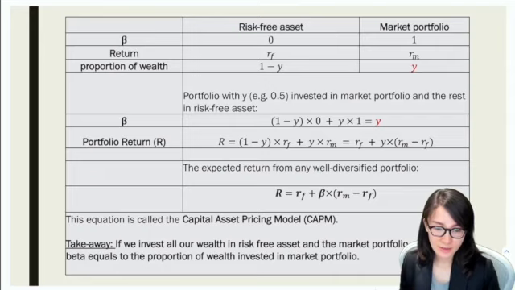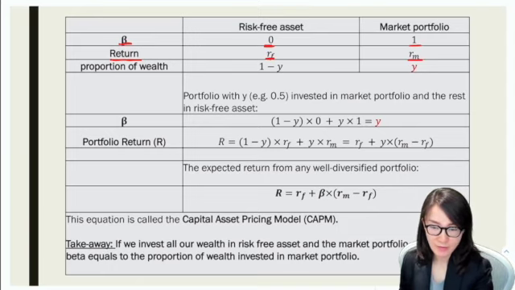Okay, it looks like a lot of information from this table, but really I'm trying to illustrate one simple idea, that the beta of your portfolio is simply the proportion you put into the market portfolio. Let's see how it works. So here we have the risk-free asset with a beta of 0, and the market portfolio has a beta of 1. We already know that. The return from the risk-free asset is denoted as RF. The return from the market portfolio is denoted as RM.